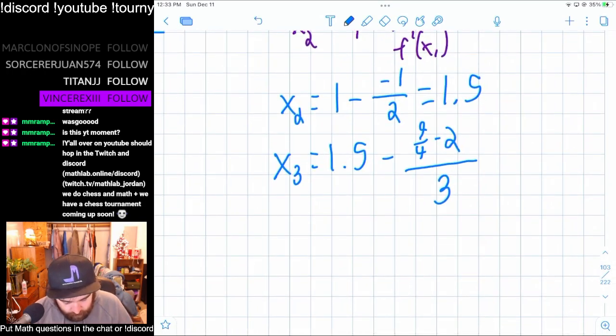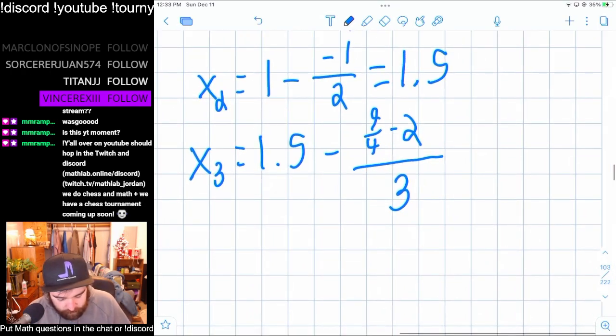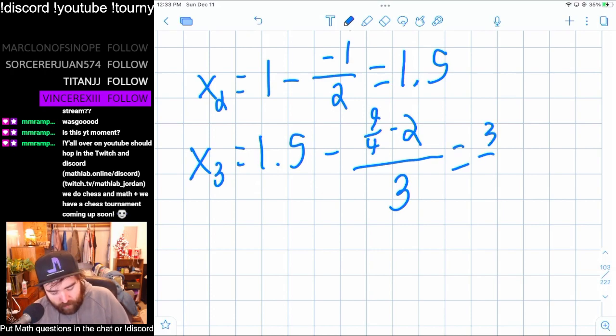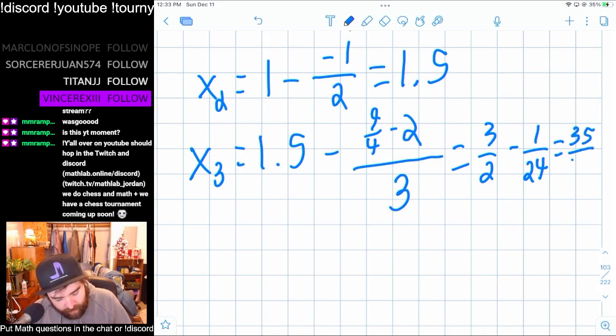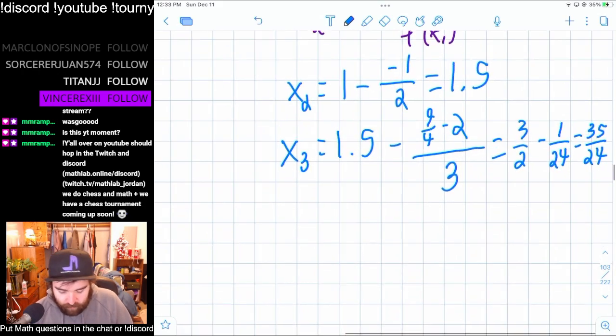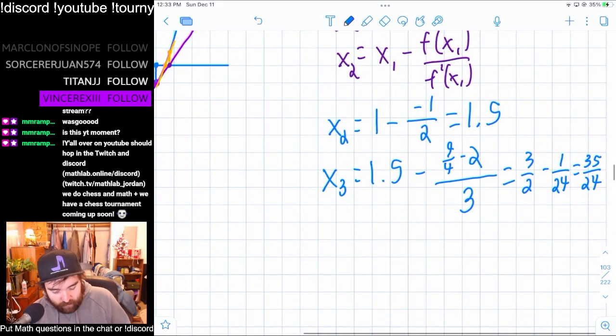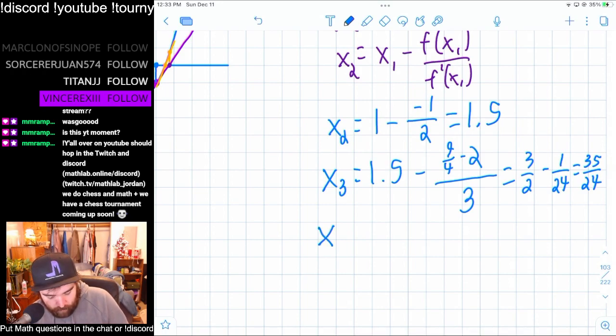Maybe I need to actually slow down here and make sure I don't make mistakes. So this is 1/8 up on the top. 1/8 divided by 3. That's 1/24. That's 3/2 minus 1/24, so that's 36/24 minus 1/24, which is 35/24. Okay, that's 2 iterations, so we need one more. We should be pretty close at this point.